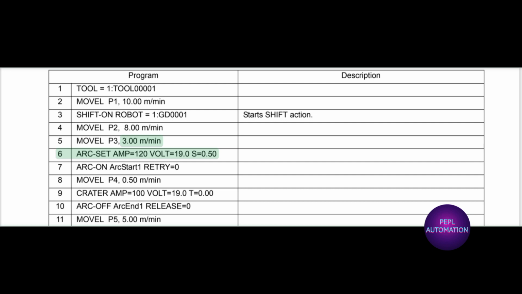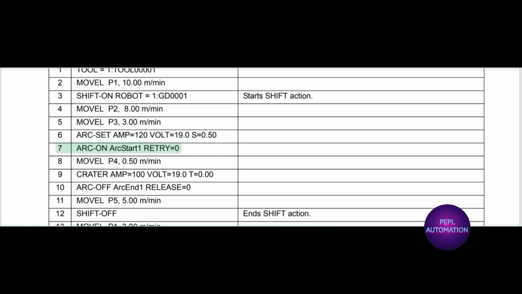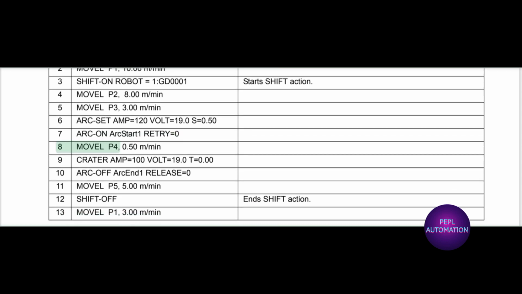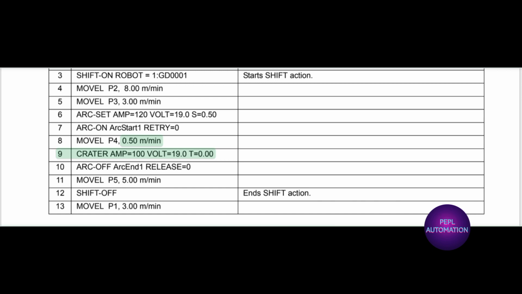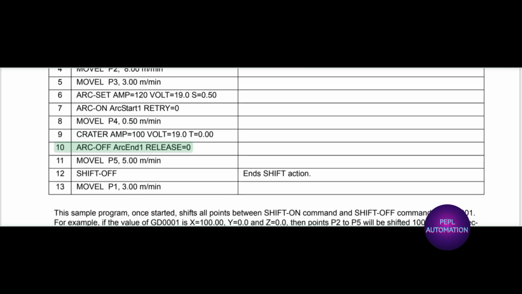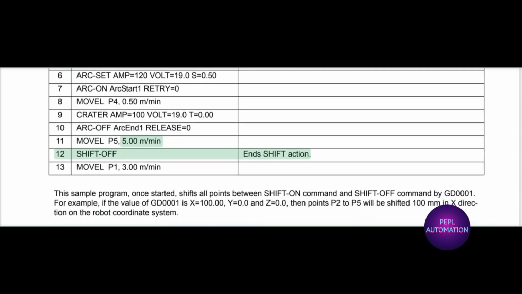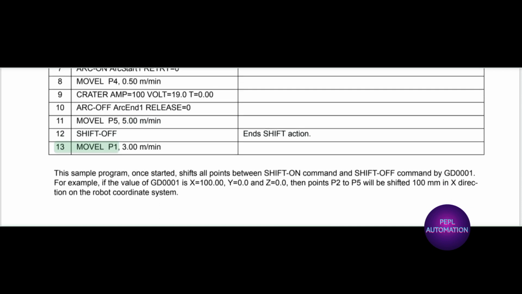6. Arc set AMP equals 120, volt equals 19.0, S equals 0.50. 7. Arc on, arc start 1, retry equals 0. 8. MOVEL P4, 0.50 meters per minute. 9. Crater AMP equals 100, volt equals 19.0, T equals 0.00. 10. Arc off, arc end 1, release equals 0. 11. MOVEL P5, 5.00 meters per minute. 12. Shift off, ends shift action. 13. MOVEL P1, 3.00 meters per minute.